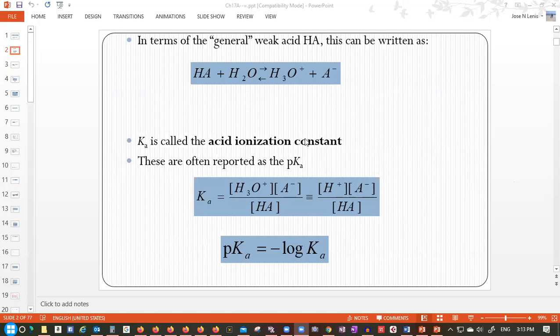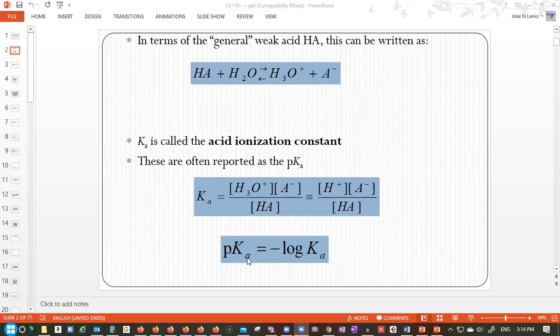Last time we talked about acid ionization constant. I showed you how to do it. I gave you an example of what we can do. Also, we can become familiar with the pKa, which is just a negative log of the equilibrium constant Ka.